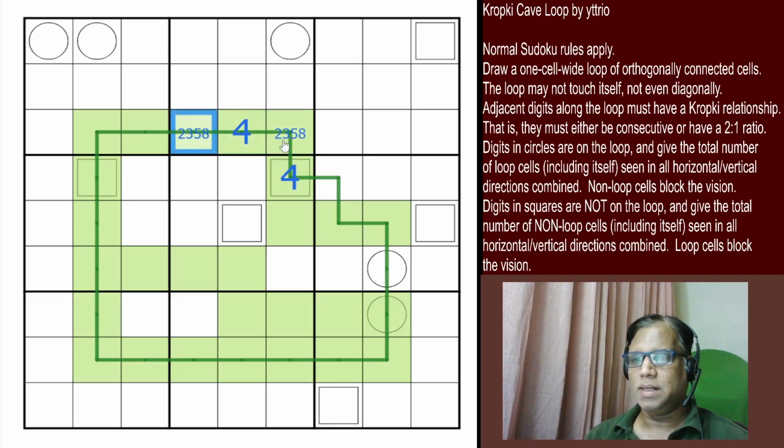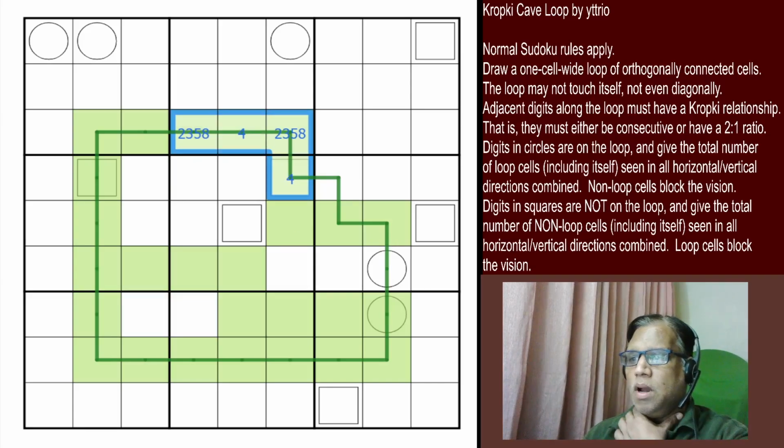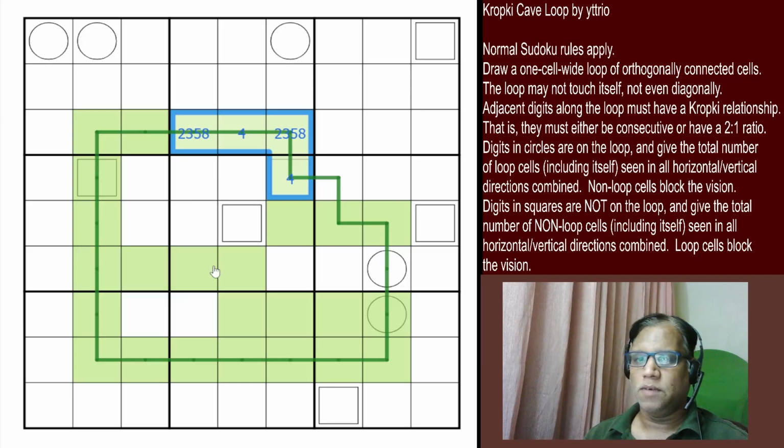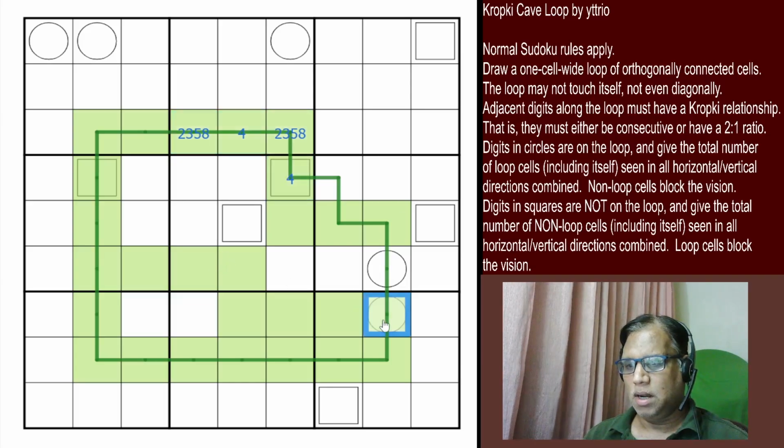They should be either half of those digits, double of this digit, or neighbors of those digits, right? So nothing else is possible. So that's how the loop has to go. Digits in a circle or on the loop give the total number of loop cells, including itself, seen in all horizontal and vertical dimensions combined. Non-loop cells block the vision. Okay, so these are your typical vision rules.